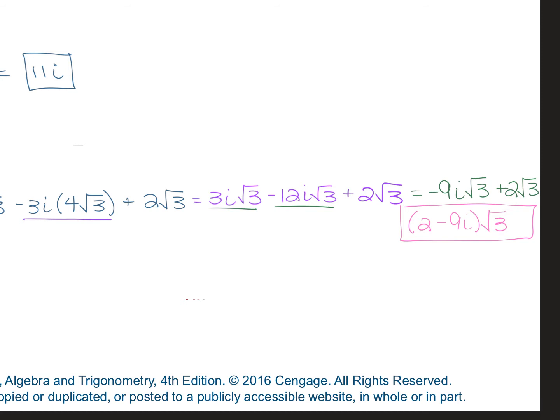It's up to you, but they both mean the same thing. If you were to put it in a plus bi form with what's in the green, it would turn into 2 square root 3 minus 9i square root 3. So that would be the standard form, or a plus bi form of that.